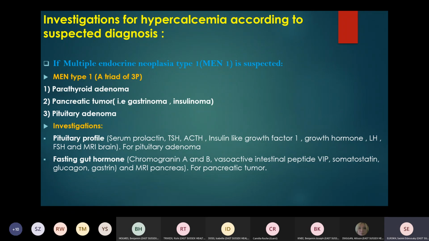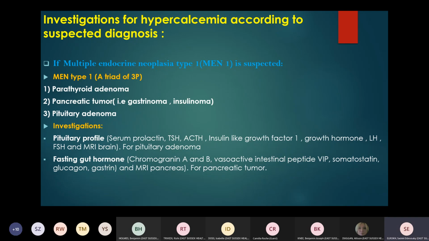How to investigate for them? First of all, you have to investigate for all pituitary profile, including serum prolactin, TSH, ACTH, LH, FSH, and insulin-like growth factor 1. This is a screening test for acromegaly. And of course, MRI brain to rule out pituitary adenoma or pituitary enlargement. Fasting gut hormones like chromogranin A and B, vasoactive intestinal polypeptide (VIP), somatostatin, glucagon, and gastrin. These are the markers for pancreatic tumor as a part of MEN type 1.